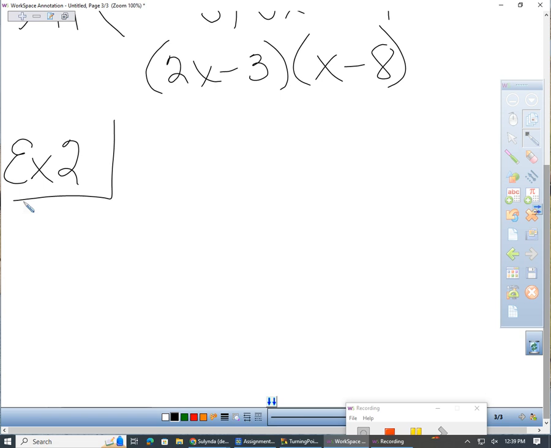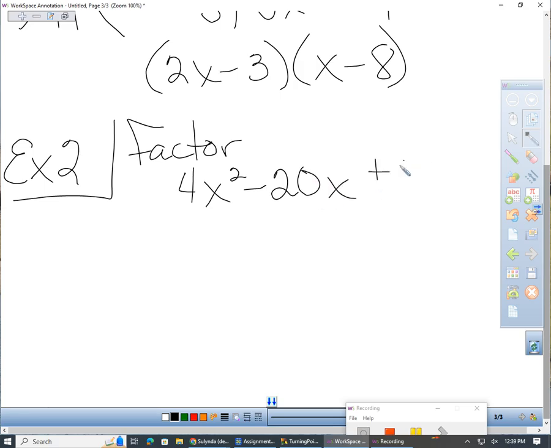Let's go with factor 4x squared minus 20x plus 24. So, step number 1. 24 times 4. Well, can we do anything before that? Take out a 4. Thank you, Kay. You can take out a 4.